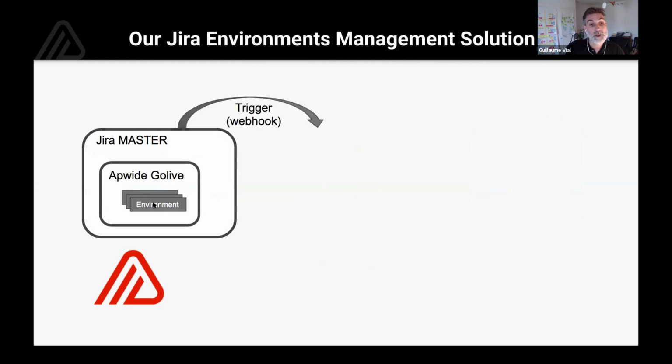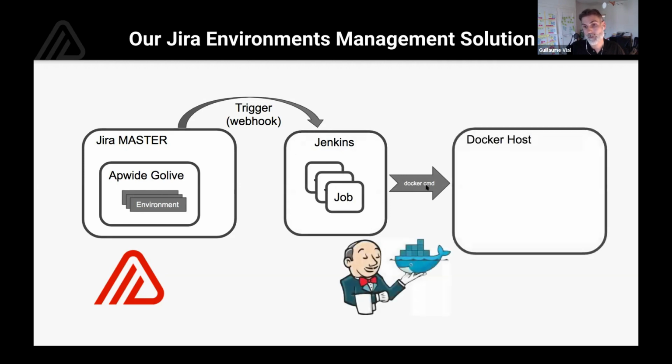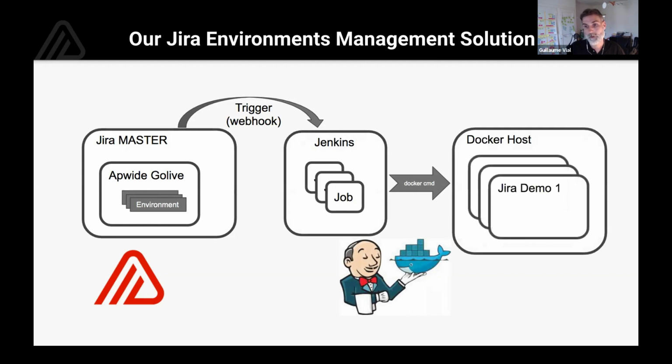And what happens when we change a status, when we change anything in our environment, we can trigger a webhook. A webhook is basically just a call to a URL. And what we want to call is Jenkins. So it points to Jenkins, and it sends all the JSON, all the information, including the attributes you've seen. All is sent to Jenkins. And then Jenkins, with this data and with the events from Apwide Golive, just triggers some jobs. And typically in our case, the jobs are just executing Docker commands on a Docker host to provide new Docker containers and to run Jira instances.